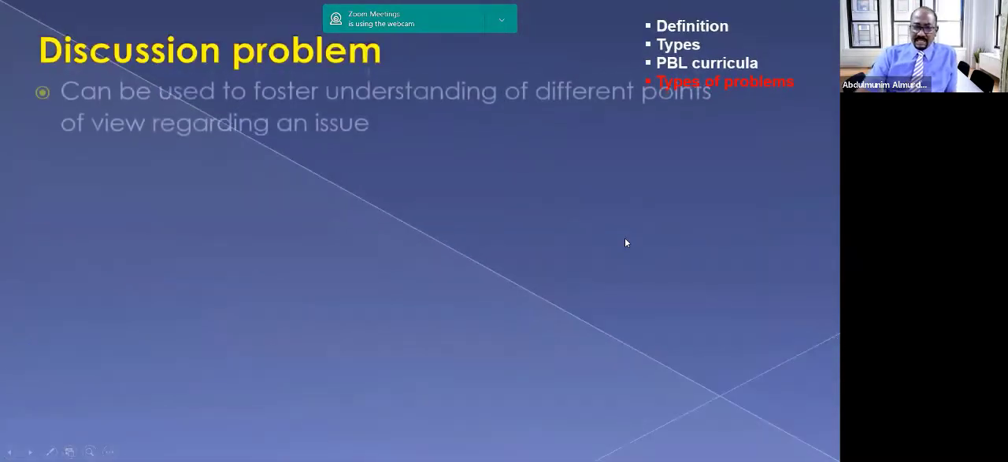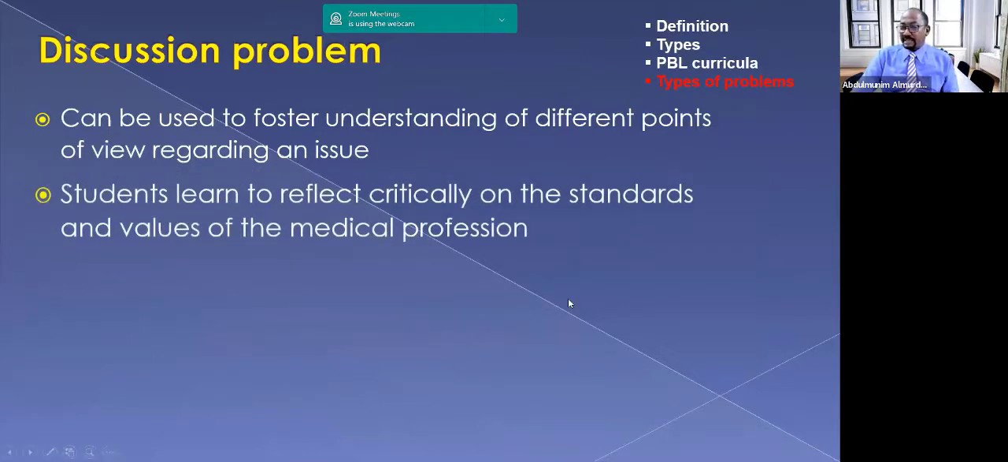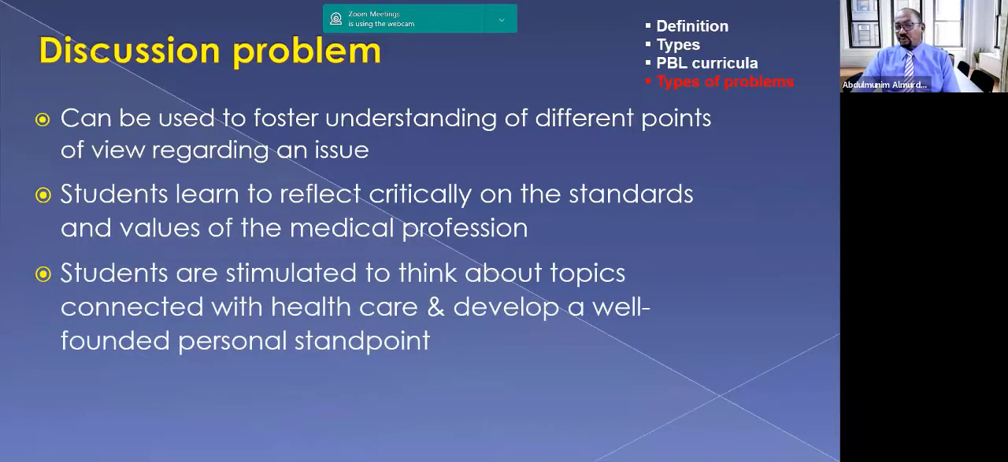The second one is the discussion problem, and this can be used to foster understanding of different points of view. So the discussion problem, although it's very good for the discussion of aspects of the problem, fosters the discussion of different points of view, not knowledge. So students learn to reflect critically on the standards and values of the medical profession, for example, and then they are stimulated to think about topics connected with healthcare and develop a well-founded personal standpoint.